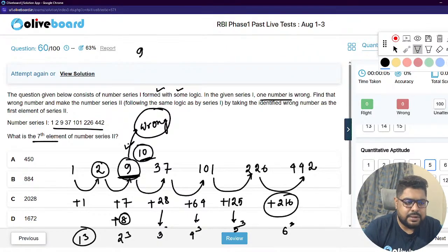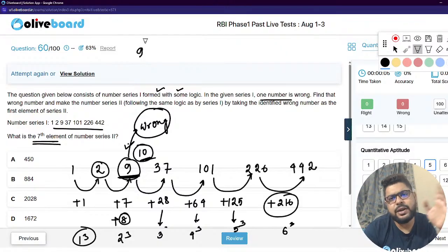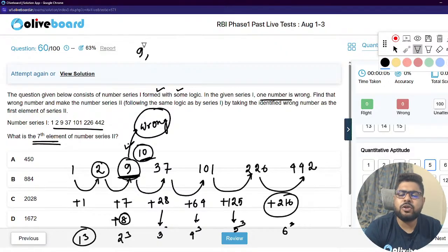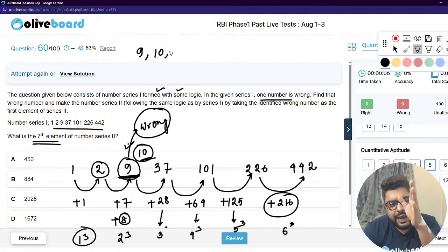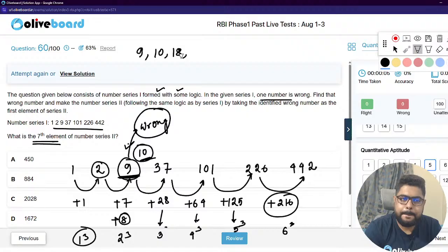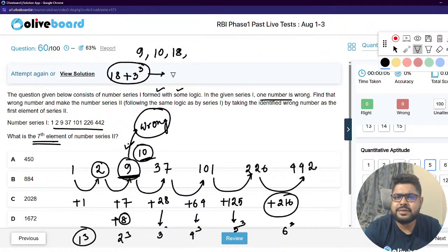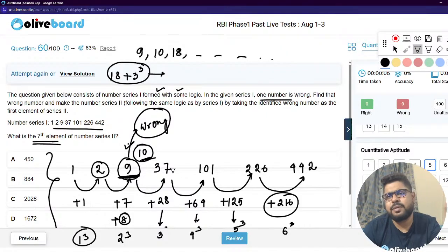So again, series 2, first element will be this. Next element will be 9 plus 1 cube, that is 10. Then will be 10 plus 2 cube, that is 18. Then 18 plus 3 cube, that is 27. You are getting my point? So 18 plus 27, keep going like this, and you will get to some answer.